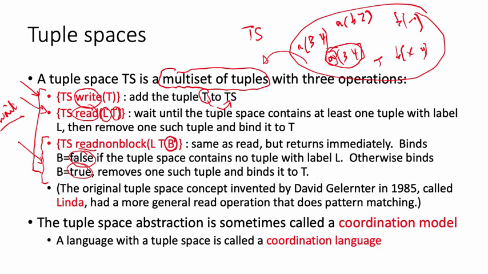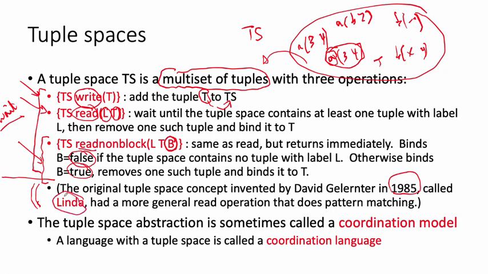So this concept, we will implement this concept using locks. So this is another example of how we implement something using locks. But we will also use it for building distributed concurrent programs. So just a little bit of history. The original concept of tuple space was invented by a computer scientist called David Gelernter a long time ago, in 1985. He called it Linda, not sure why.